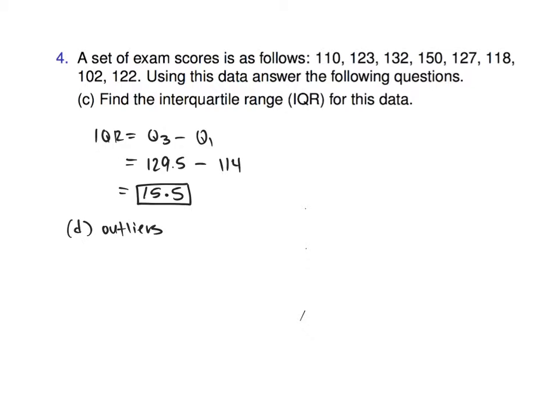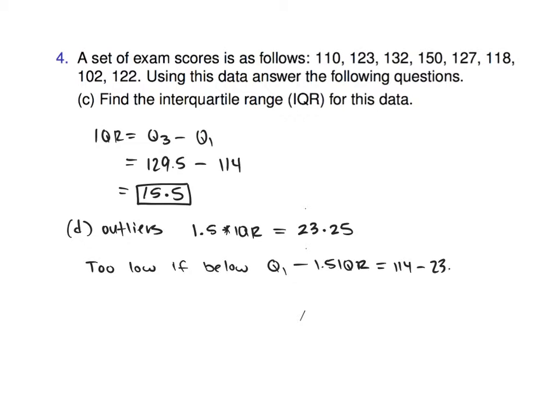Okay, so part D says to find any outliers. So to find outliers, you look at what times IQR? 1.5, yep. So 15.5 times 1.5 gives you 23.25. Okay, so you're too low if you are below Q1 minus this 1.5 IQR that we just found. So if you're too far below quartile 1, so that's 114 minus 23.25, sorry.